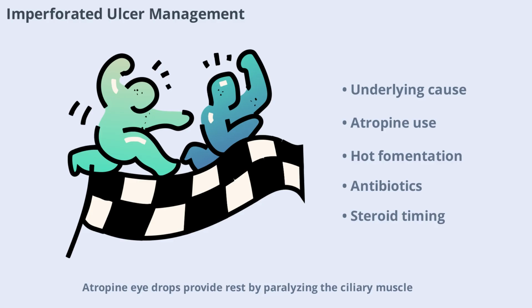Atropine eye drops provide rest by paralyzing the ciliary muscle. Hot fomentation encourages repair, and irrigation with saline removes necrotic material.